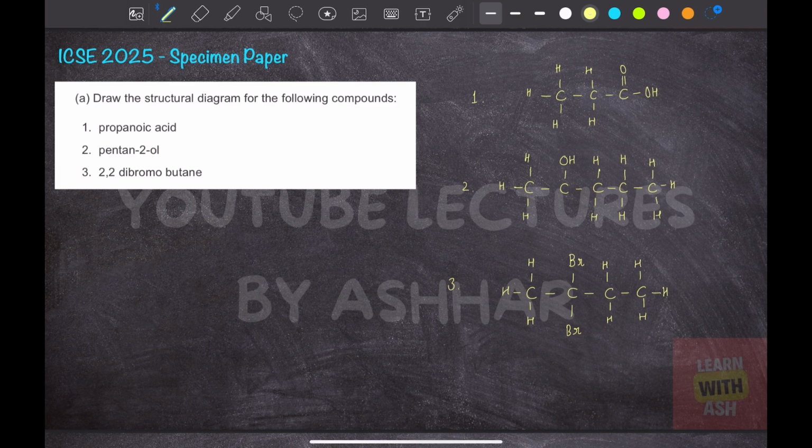So these were some of the questions based on structural diagrams which will be coming up in your upcoming chemistry paper of ICSE.